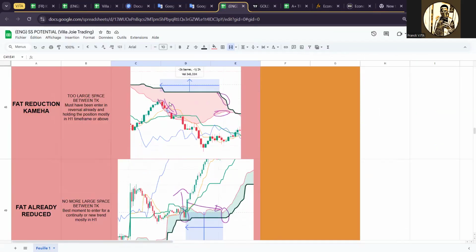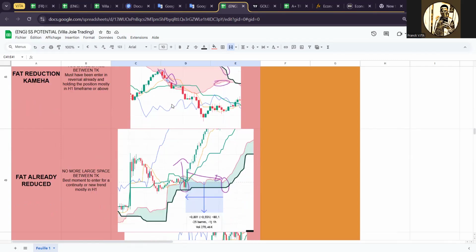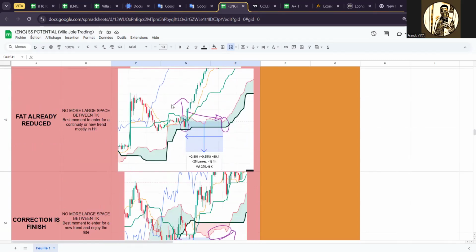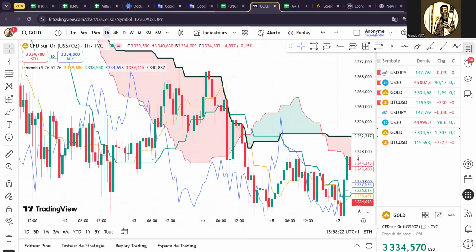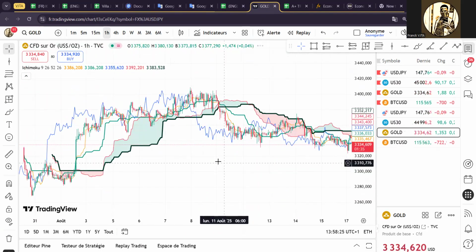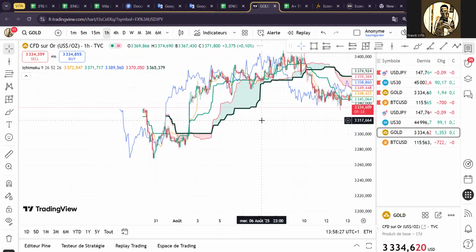So now when fat is already reduced, sometimes it can continue, right? Let's look at one example.